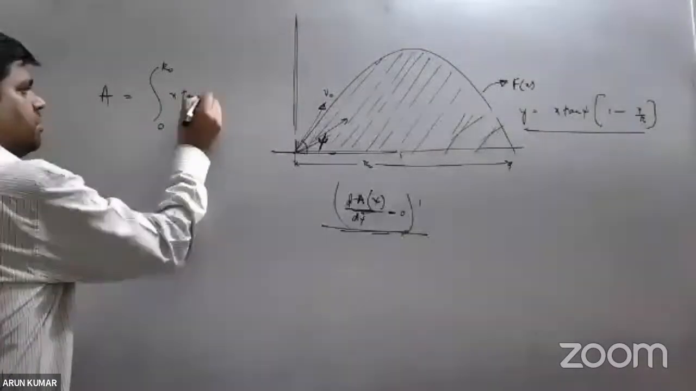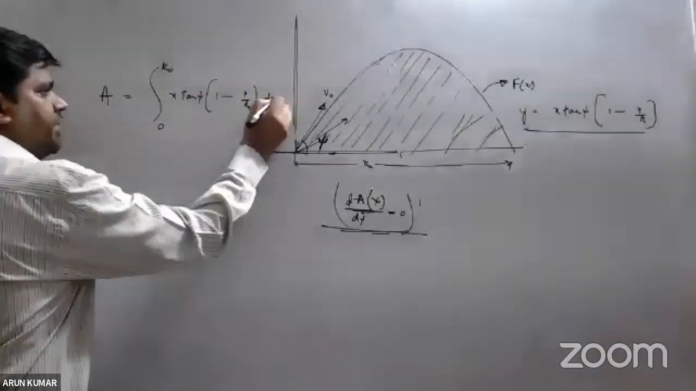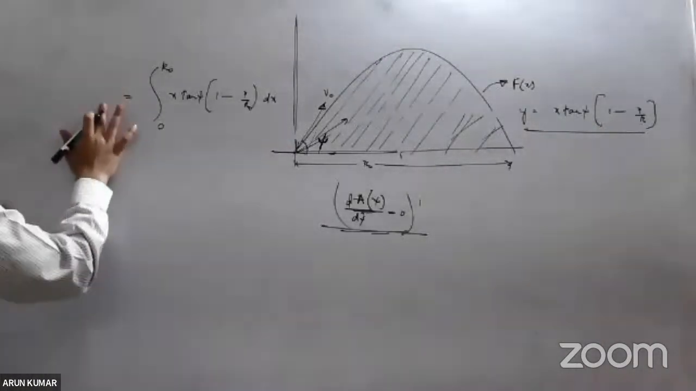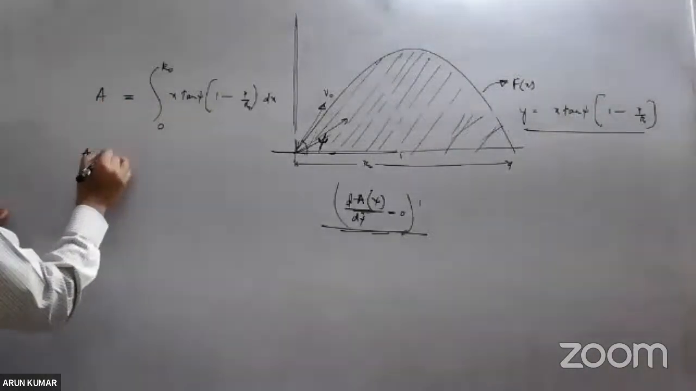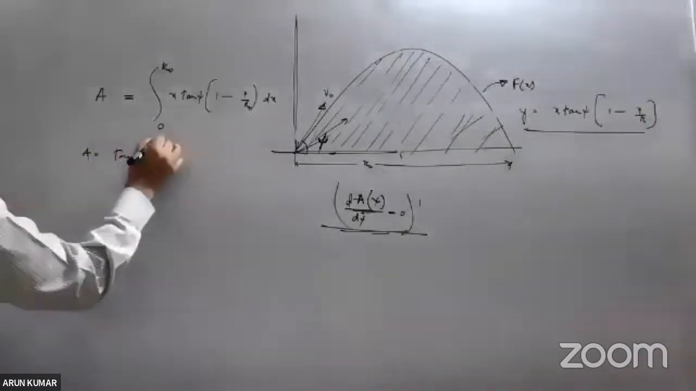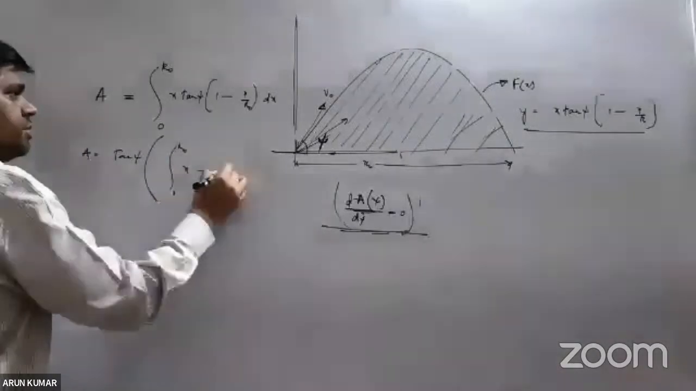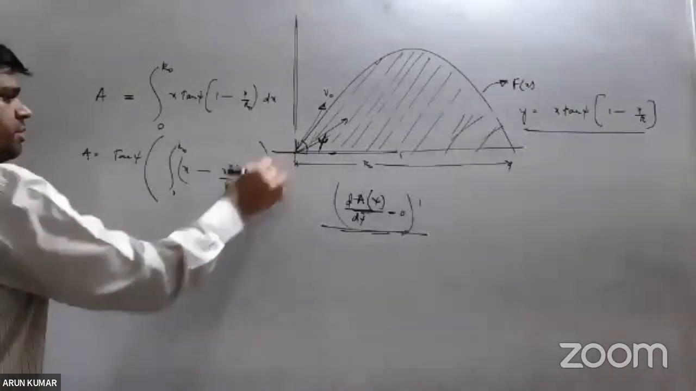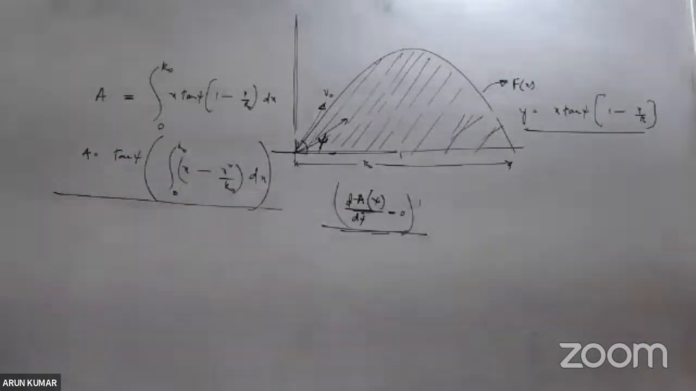The integral of x tan psi into 1 minus x by r dx. Can you all integrate this and tell me what the area is? Area is a function of psi. Tan psi is constant, so area is equal to tan psi times the integral from 0 to r of x minus x square by r dx. Can you tell me what the integral is, substitute the limits, and tell me what the function A is?